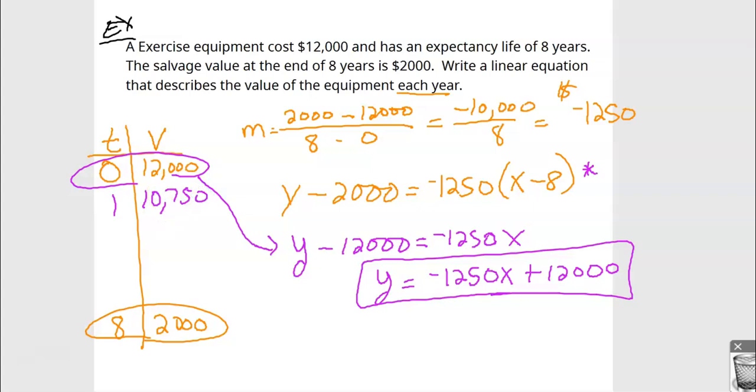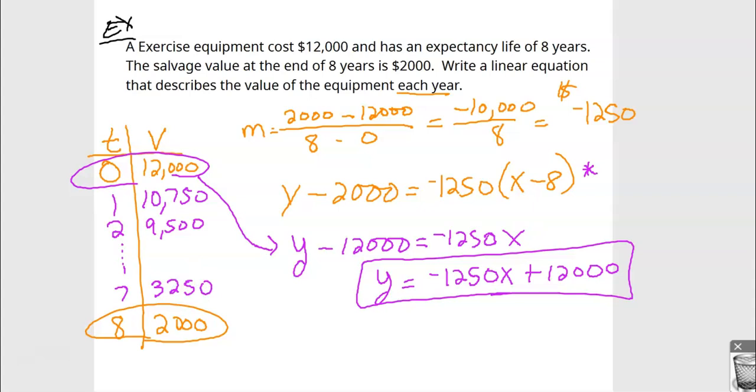It's $10,750. After 2 years, it's $9,500, and so forth. So we could literally find that at 7 years the equipment is $3,250. And we can keep predicting that over and over.